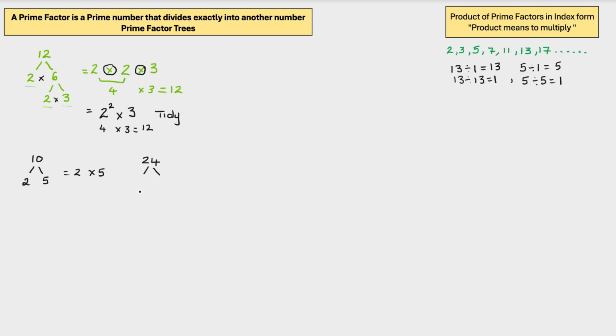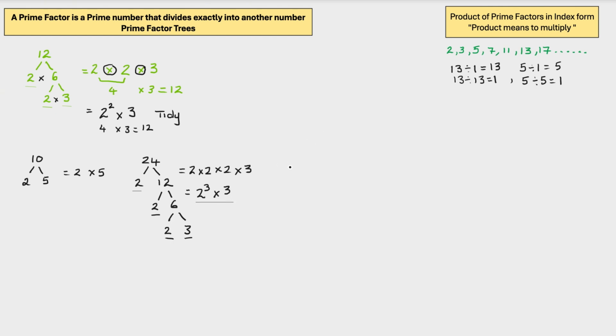Next one, let's do 24. Still have branches. I'm going to go with 2 times 12 because I know the times table. We're going to stop on 2 because that's a prime number. Again, I'm going to do 2 times 6. Stop on 2, it's a prime number. 2 times 3 equals 6, and I'm going to stop there. So in product form, which is to multiply, I'm going to put 2 times 2 times 2 times 3. And then I'll put it in index form to tidy it up. I've got 1, 2, 3 twos. So I'm going to put 2 to the power of 3 times 3. There you go. Nice and simple, nice and neat and tidy.